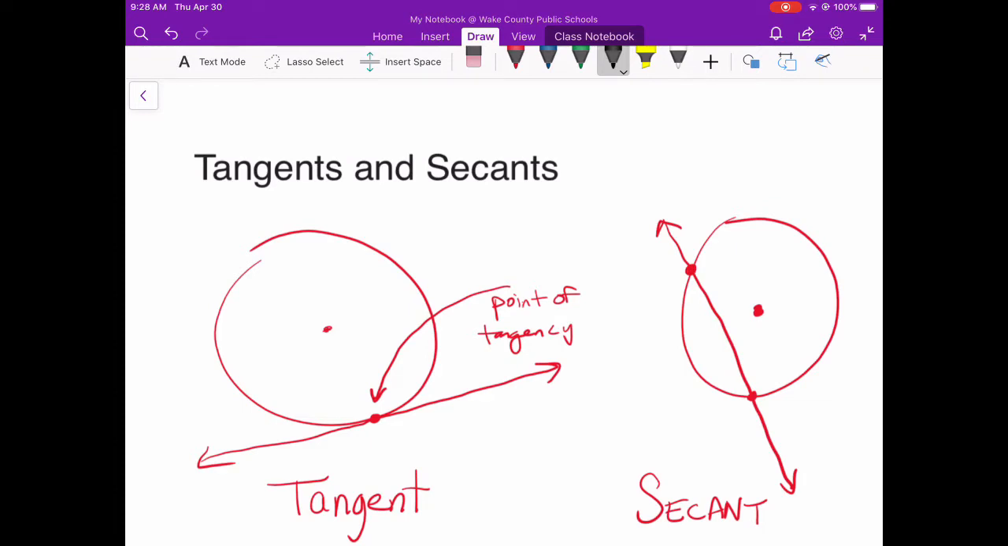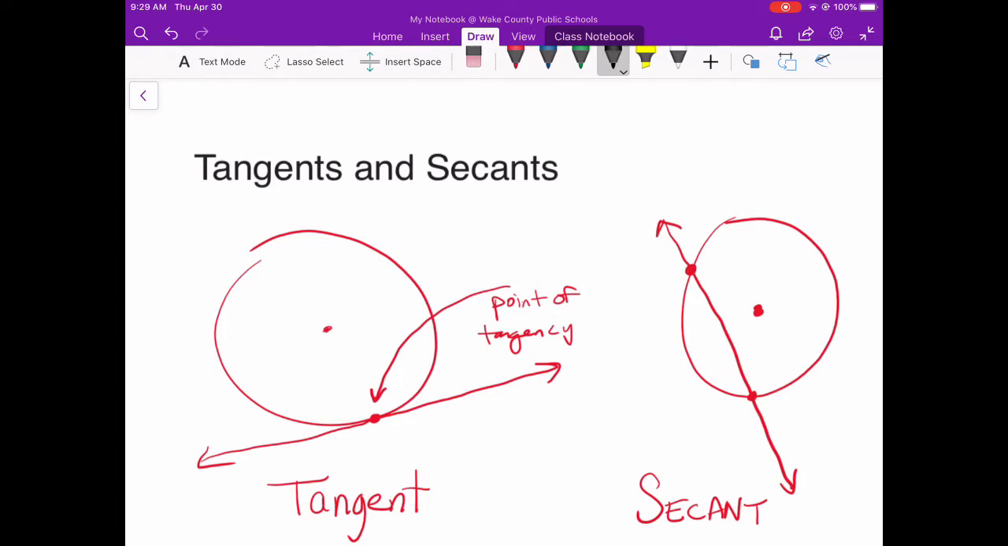Here we go. So I've got two pictures for you here. Feel free to pause your screen and draw these pictures out. The pictures are going to be your definition. A tangent is a line that touches a circle exactly one time. Exactly one time. So that one point that it has in common with that circle is called the point of tangency. Seems pretty logical. So a tangent line is a line that touches a circle exactly one time.